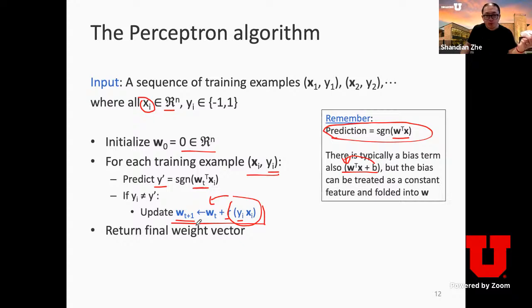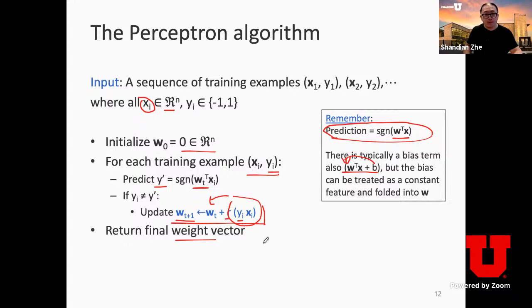Then we look at the next example and do the same thing again and again until we reach the maximum number of updates, or we haven't seen any mistakes after going through the whole training set, or any other stopping criteria. And finally, we return the weight vector. Okay, so those are the algorithm details.